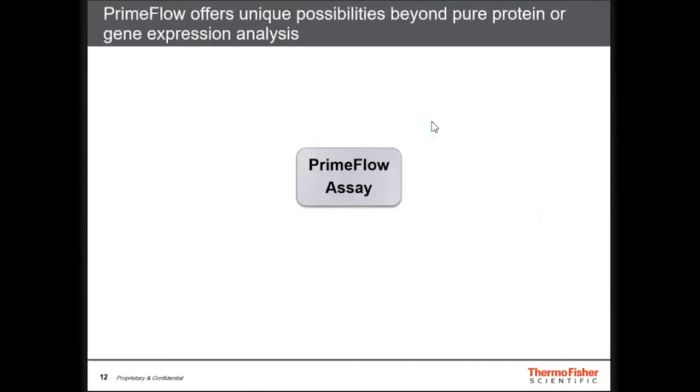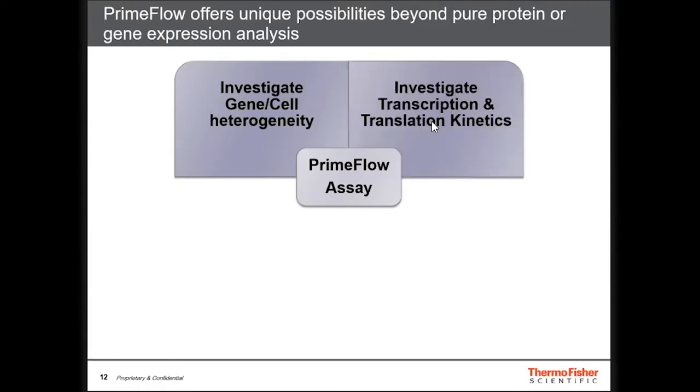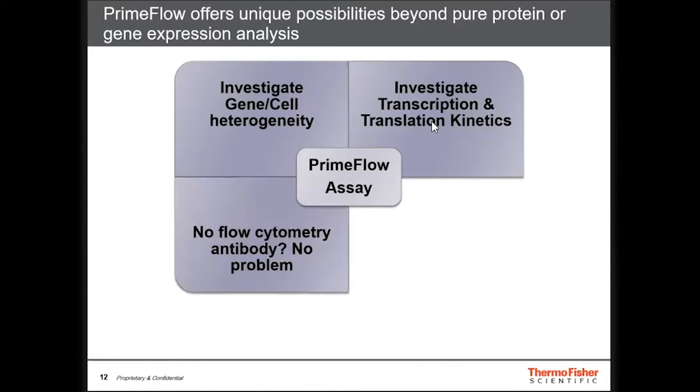I'll shift gears just a little bit here and go from talking about the basics of the assay into some of the actual applications. This is far from exhaustive, but highlights some of the more common things we've found that people are using PrimeFlow for. As you'd expect, one of the big uses of the assay is looking at the heterogeneity of gene expression, so what cell types genes are being expressed in. Being able to look at the kinetics of transcription along with translation is also something that we see a lot of researchers using the assay for.